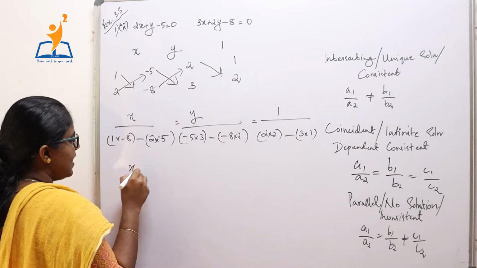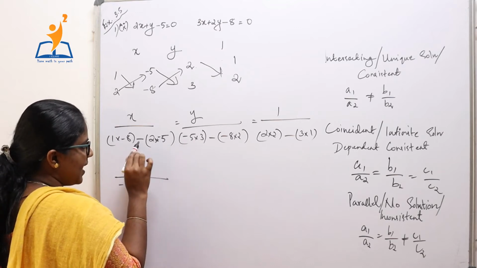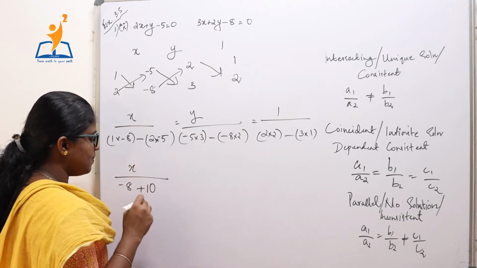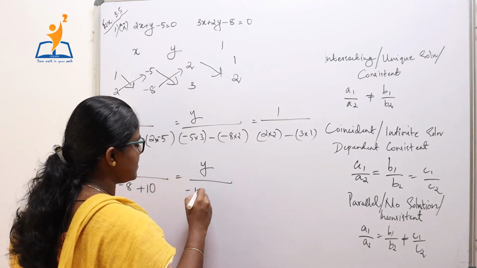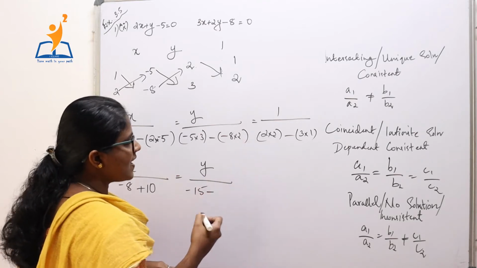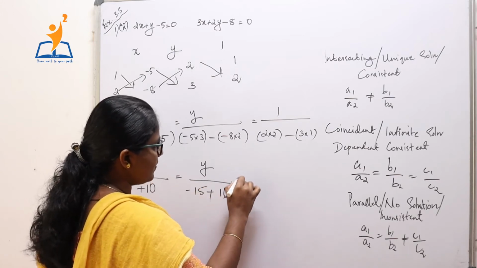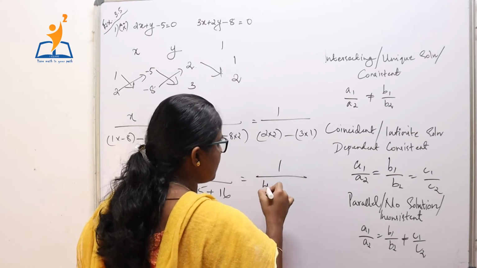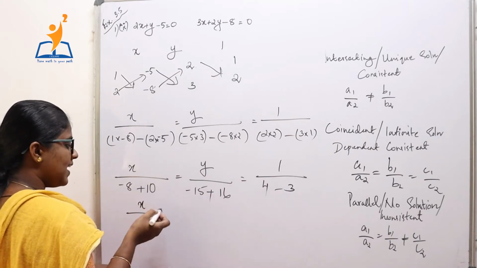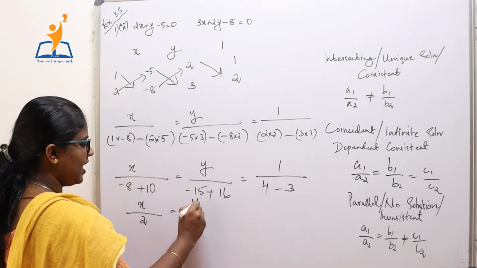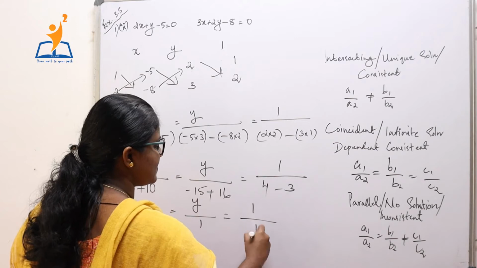We will simplify this. x by 1 into minus 8 is minus 8, and 2 into minus 5 is minus 10. Minus and minus become positive, and it will become minus 8 plus 10. Is equal to y by minus 5 into 3 is minus 15, minus 8 into 2 is minus 16, so minus and minus gets positive, that is plus 16, equals to 1 by 2 into 2 is 4 minus 3 into 1 is 3. So we will get x by minus 8 plus 10 is simply 2, and y by minus 15 plus 16 is 1, and 1 by 4 minus 3 is 1.